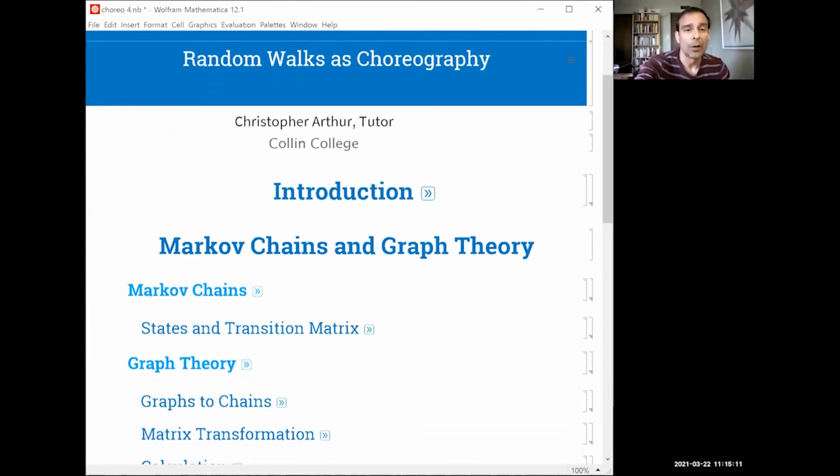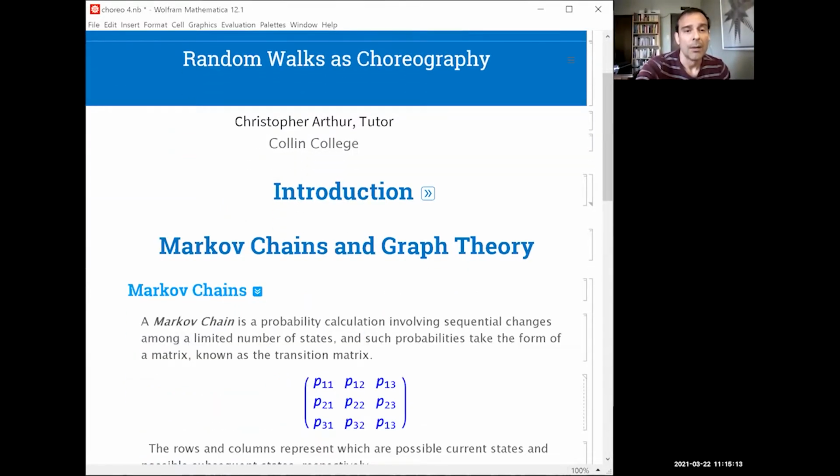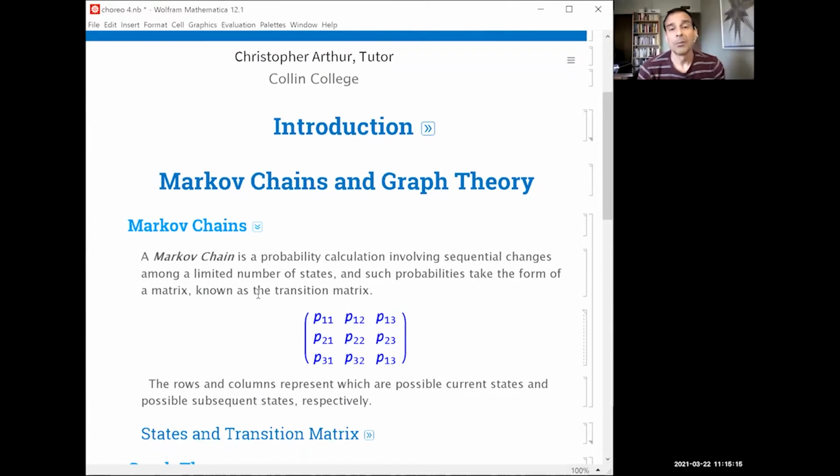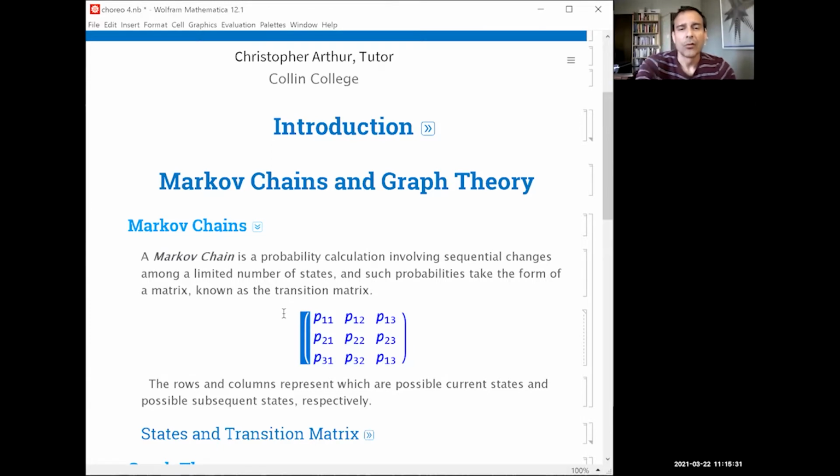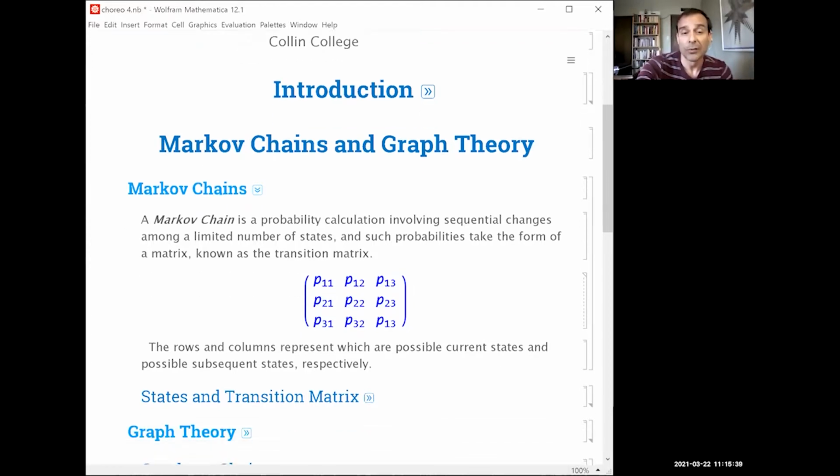So let's start with Markov chains. A Markov chain is a probability calculation, and it involves sequential changes among a limited number of states. The probabilities of those states take the form of a matrix. For example, here I have a 3 by 3 matrix, and the rows and the columns represent the changes between the present and future states, in our case where the dancer might be.